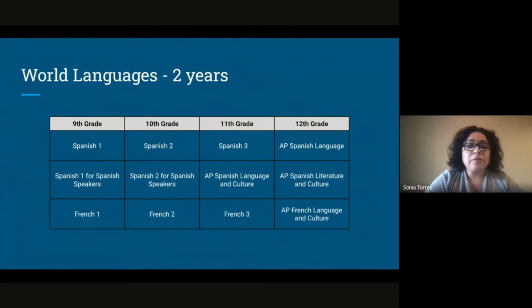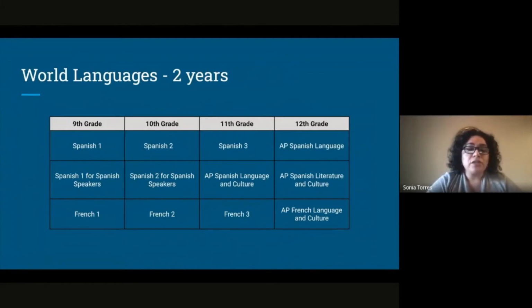World languages, remember that you need 2 years. If you are a 9th grader and you currently are not taking a world language, Spanish or French, it is recommended that you do start next year in your 10th grade. And same thing, if you're a 10th grader and you have not taken a world language, remember that you do need 2 years in order to graduate from Newark Memorial. So like everything else, you follow the sequence.